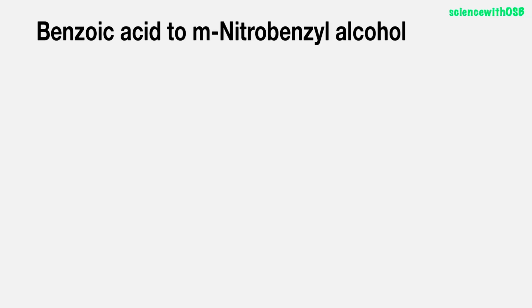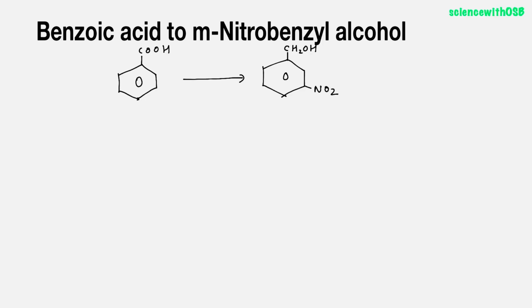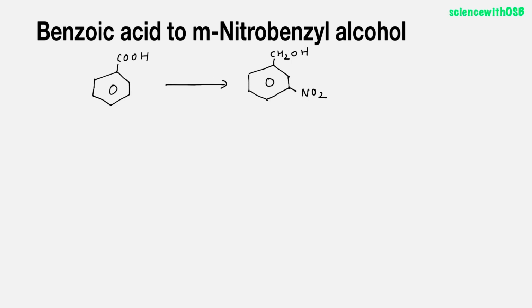Benzoic acid to meta-nitrobenzyl alcohol. Before we start writing the conversion, we can write the reactant and product. What is the reactant? It is benzoic acid. Now, what is the product? The product is, see, on the meta position we have a nitro group, right? Meta-nitrobenzyl alcohol. Okay, CH2OH, and on the meta position we have an NO2 group. So we write the reactant and product.